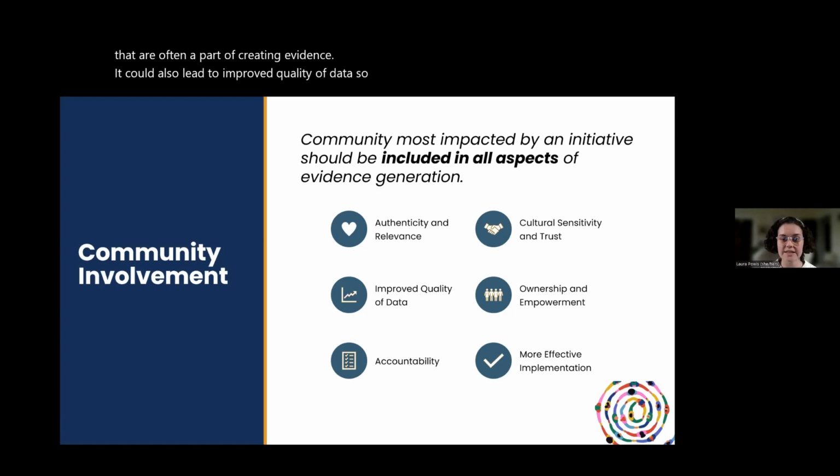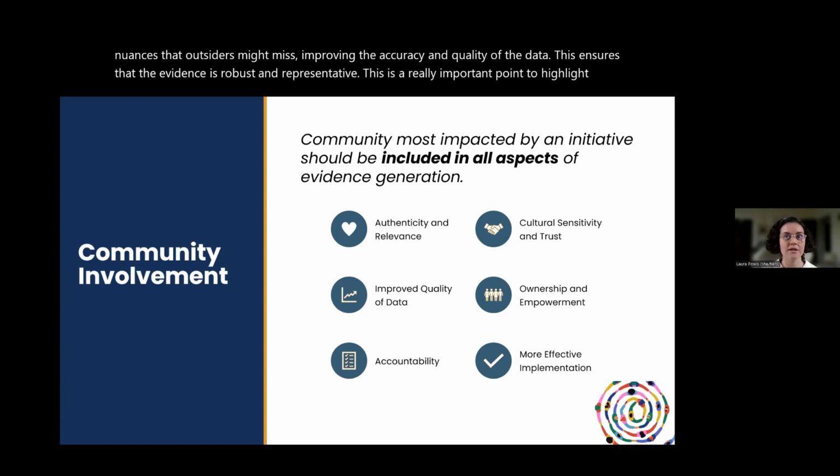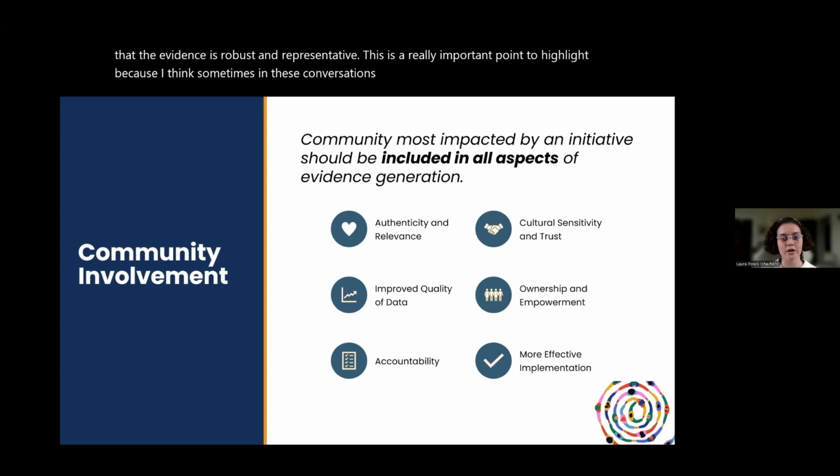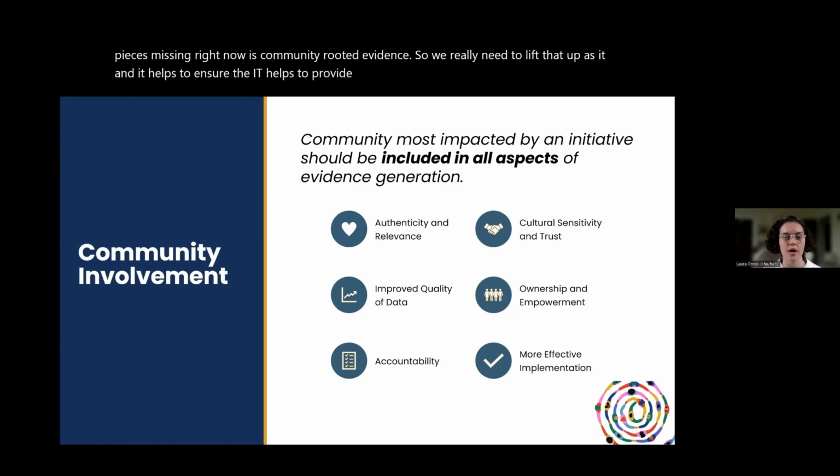Communities can provide insights into nuances that outsiders might miss, improving the accuracy and quality of the data. This ensures that the evidence is robust and representative. This is a really important point to highlight because sometimes in these conversations, folks can hear us talk about community-rooted evidence and say, so are you saying that research evidence does not matter? That's not what we're saying. We're really saying that when making evidence-based decisions in maternal and child health, we need to be looking at a balance of evidence, and one of the pieces missing right now is community-rooted evidence. So we really need to lift that up, and it helps to provide nuance and context reflective of the nuance and context of communities.